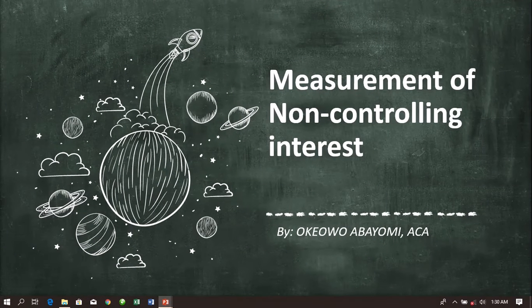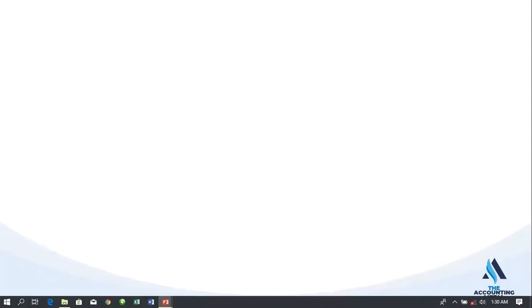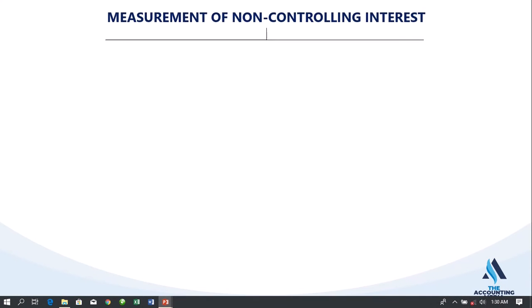Today we'll be looking at measurement of non-controlling interest. How do we measure non-controlling interest? The standard provides two methods to measure non-controlling interest, and the first method is what we call the fair value basis, or what we call the full Goodwill method. And how do I determine my NCI using this method?